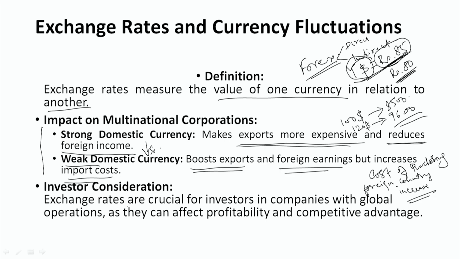So whenever there is a change in exchange rate, what do the investors look into? The investors would put their money in companies with global operations, because you do not have the impact of fluctuation in one economy over the price of that particular product. And because of these reasons, the profitability, and you can have a better competitive advantage in the company in which you are investing.